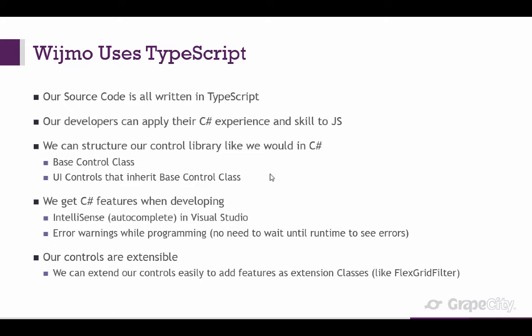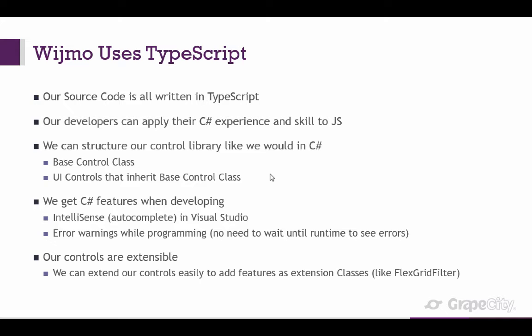So we can get things like a base control class, and then all of our controls can inherit that base control class, and that's just something that's very nice and clean. We can make changes across our whole library just within that base control. It's a really nice, familiar way for C# developers to get into JavaScript.